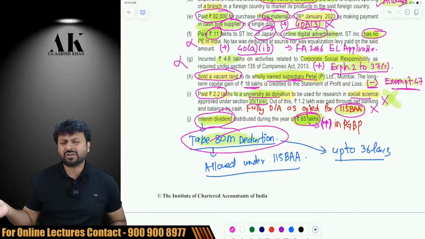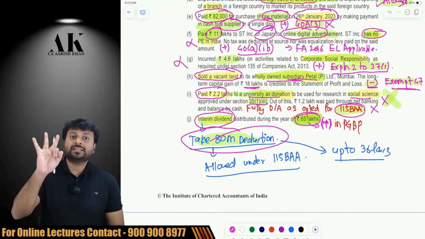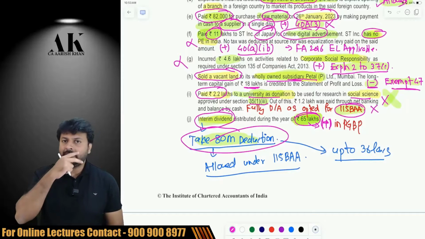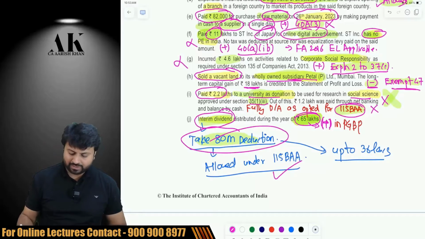Sir, do we get deduction of 80M under 115BAA? Yes. If you opt for 115BAA, there are 3 Chapter VI-A deductions which are allowed. One is 80M, one is 80JJAA, and one is 80LA. These 3 deductions are allowed even for assessees covered under 115BAA.